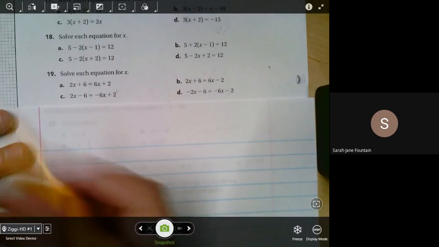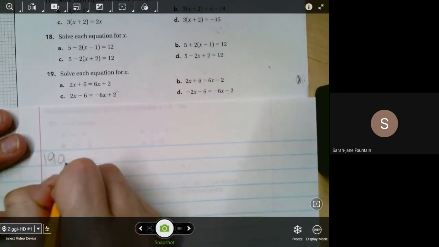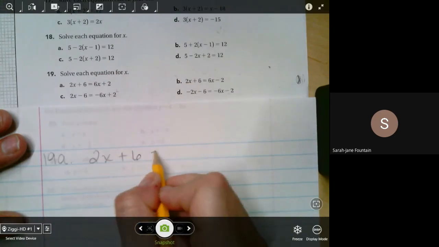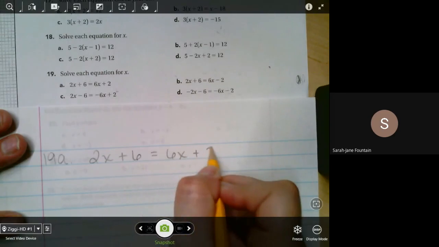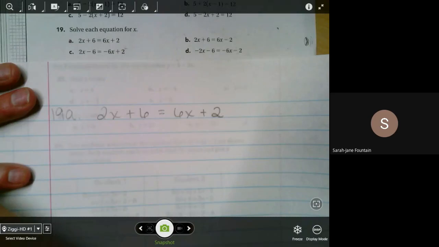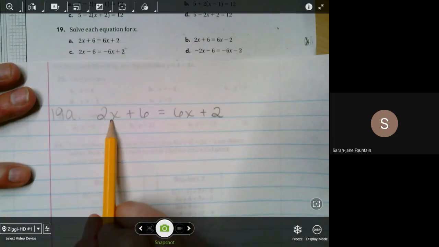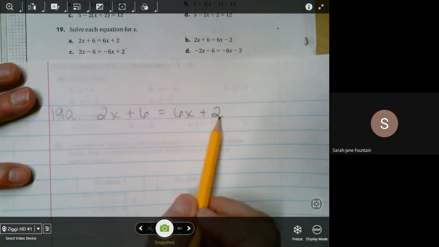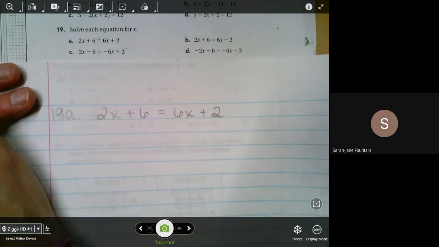So we're going to do 19a, and that is 2x plus 6 equals 6x plus 2. Now, as long as you know that addition and subtraction are inverse operations and multiplication and division are inverse operations, you can do these problems. All you have to do, right now you're seeing a variable without a variable, with a variable, without a variable, and you're like, well, what's the point? The point is to teach you math. So we can decide all of these.